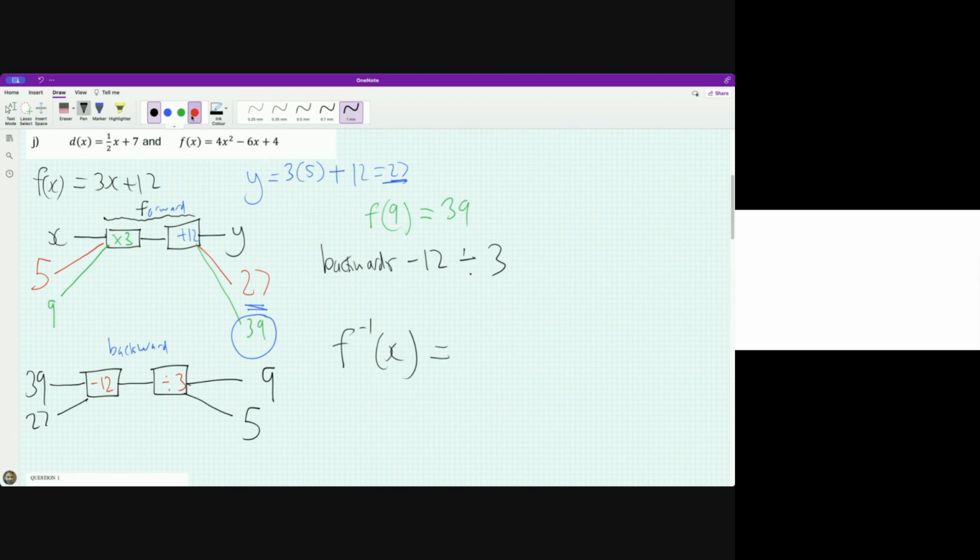Now, you said to me that all I need to do is take away 12, all right? And then I needed to take whatever that was and divide it by 3. And that should be the inverse function. Give me a thumbs up if you're okay with that.